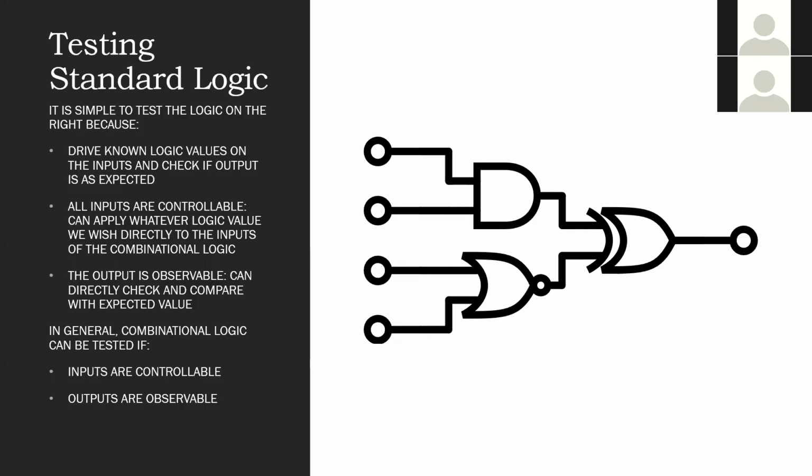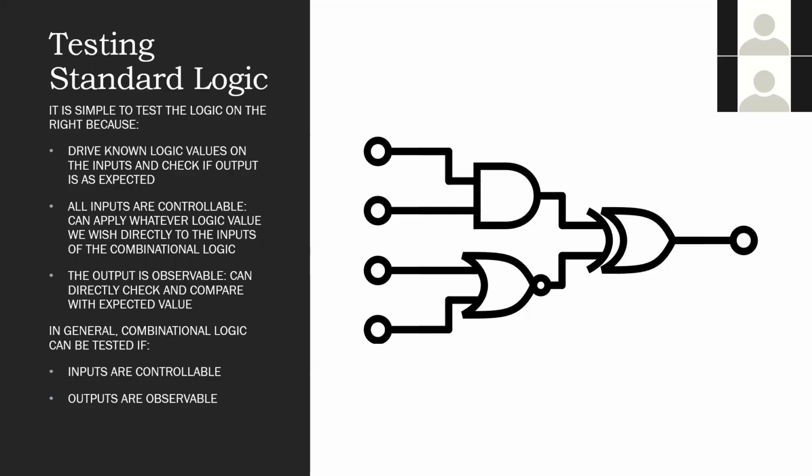Well, it's very simple. You have 4 inputs and you have 1 output. So you can just drive some known logic values on the inputs and check if the output is as expected. If you had only 4 inputs, then you have 2 raised to 4, that's 16 possible input combinations. In principle, you could just try every one of those 16 inputs and see if the output is as expected. That way you could thoroughly test this circuit. So this is very simple.